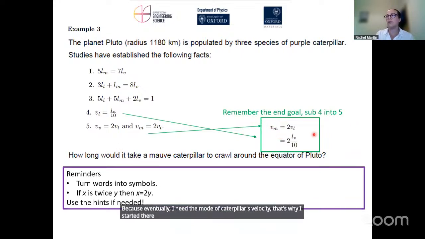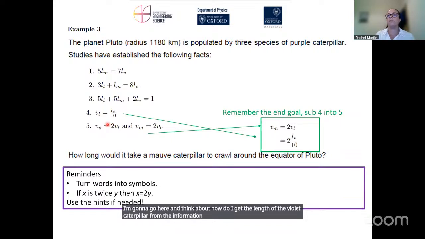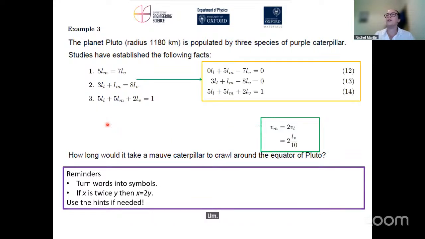But to get the mauve caterpillar's velocity, you might be like, where do I go next? I'm going to go here and think about, how do I get the length of the violet caterpillar from the information I am given? Okay, well done. Another few correct answers, Ava, Chineza, and Emily. Well done. Haven't seen all of them. I'm looking at 2 things at the same time. So we're looking at equations 1 to 3, and I'm going to solve these simultaneously.